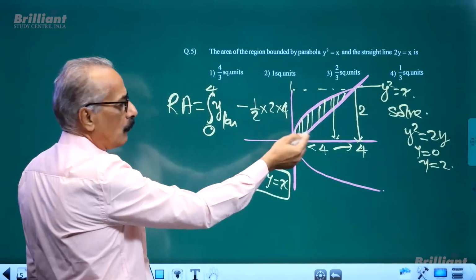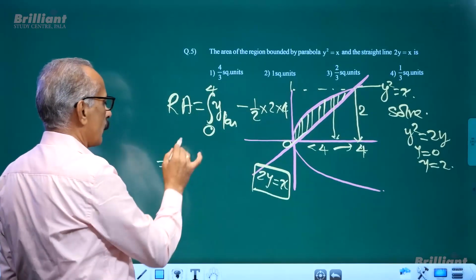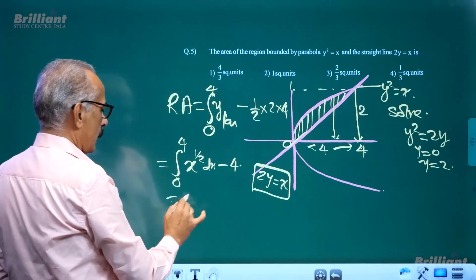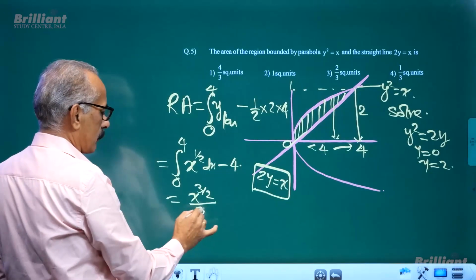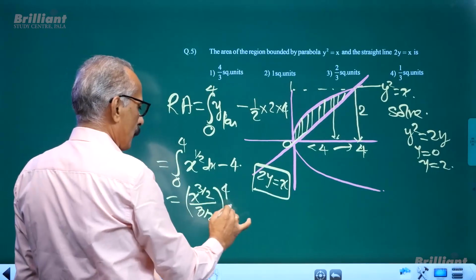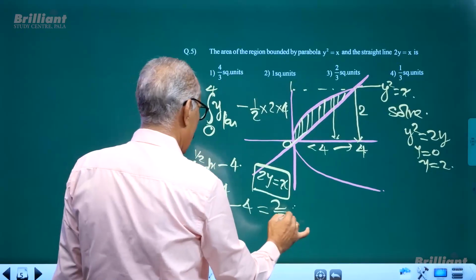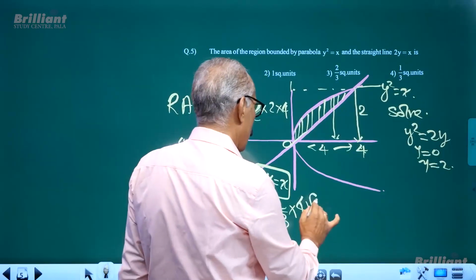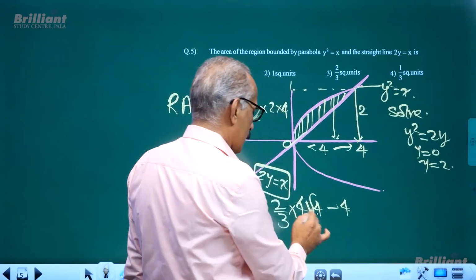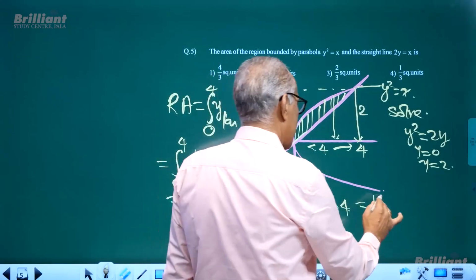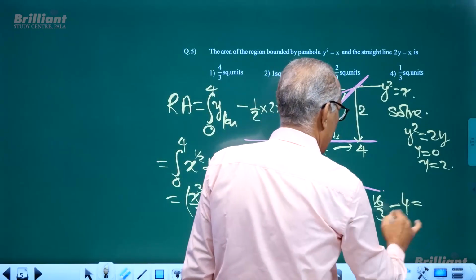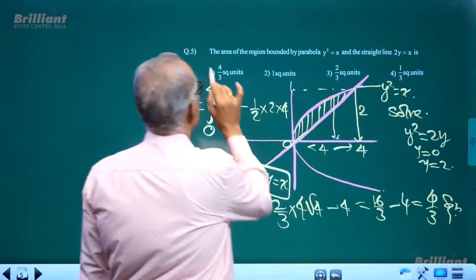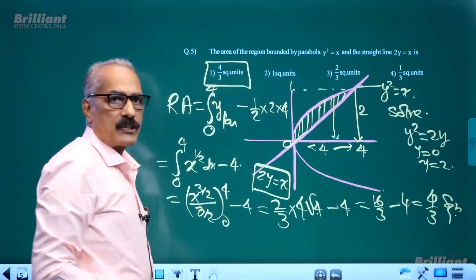Now, what is y of the parabola? Root x. So this is equal to the integral 0 to 4 of x raised to half dx, minus 4. So that is x raised to 3 by 2 divided by 3 by 2 within the limits 0 to 4, minus 4. So that is 2 by 3 into 4 raised to 3 by 2. What is meant by 4 raised to 3 by 2? 4 into root 4. That is 16 by 3 minus 4, which equals 16 minus 12 over 3, that is 4 by 3 square units. That's the answer for the first one.